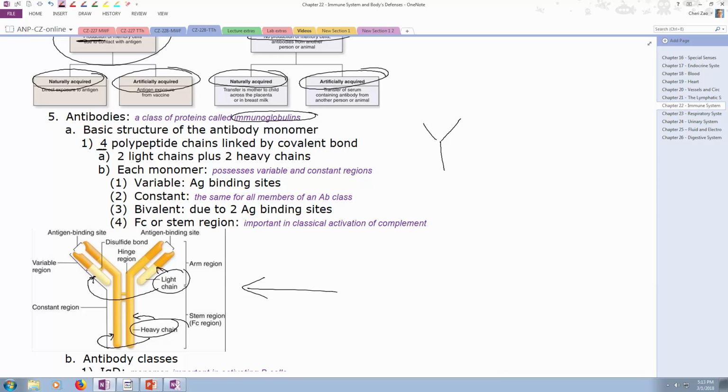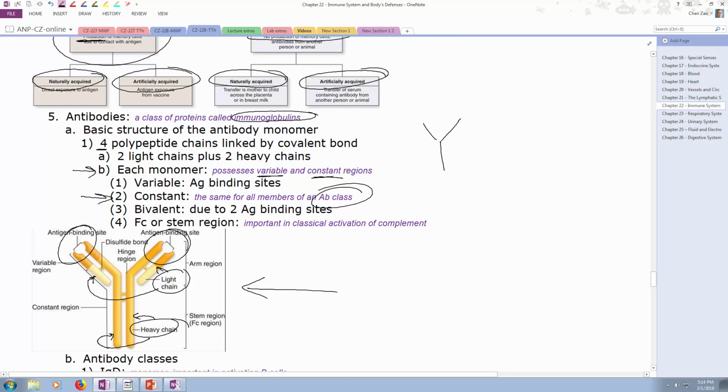The Y area is where the chains are located, and when we take a look at this Y, it's called a monomer. A monomer is a building block. Do you guys remember the building block stories? Polymers, monomers. This is a monomer. So it possesses what is called a variable region and a constant region. The variable region is the antigen binding site. How many variable regions does this monomer have? 2. So how many antigens can it bind? 2. Absolutely.